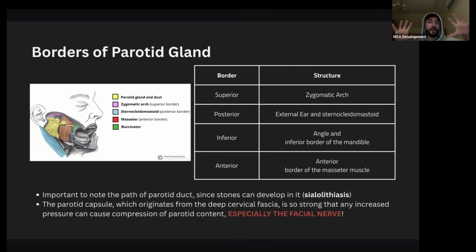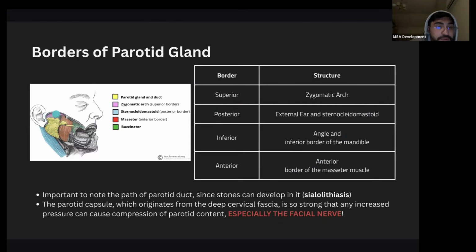So this is going to compress your facial nerve, which can lead to facial nerve palsy. So this is something that's very commonly asked within the parotid umbrella. Anyways, let's talk about the borders of the parotid. Very important. So this is your parotid right here.